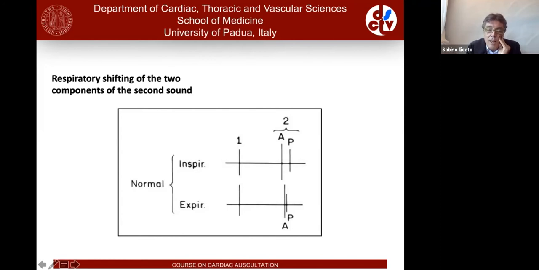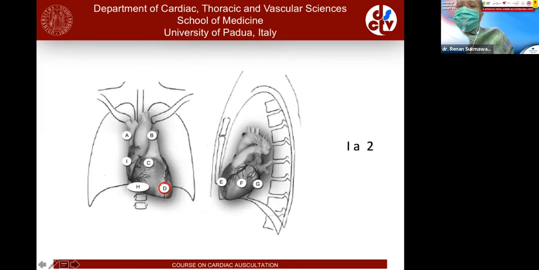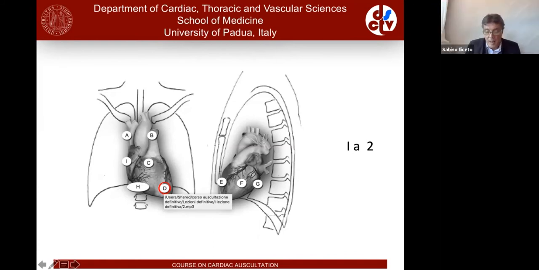So let's go on to auscultatory findings. And I shall show you where the finding has been collected in order then to position this in the clinical context. So this is a first example in a normal subject, and we shall hear now first and second sound very clearly.